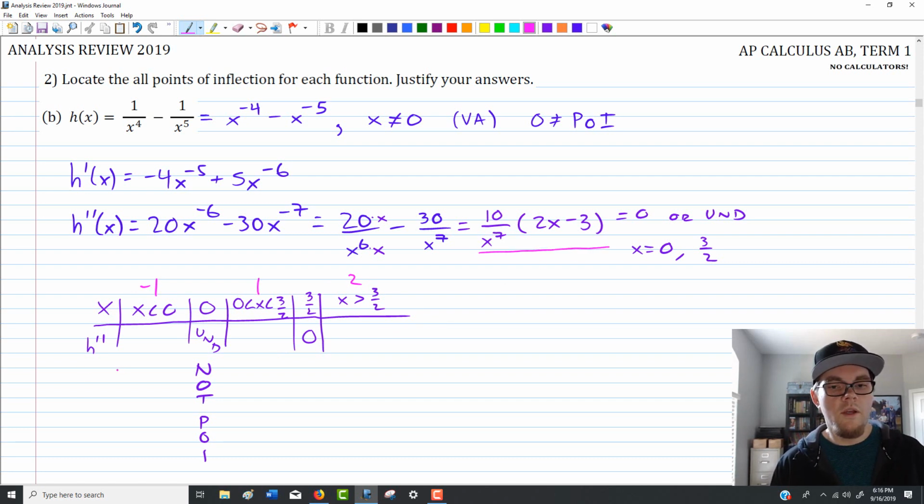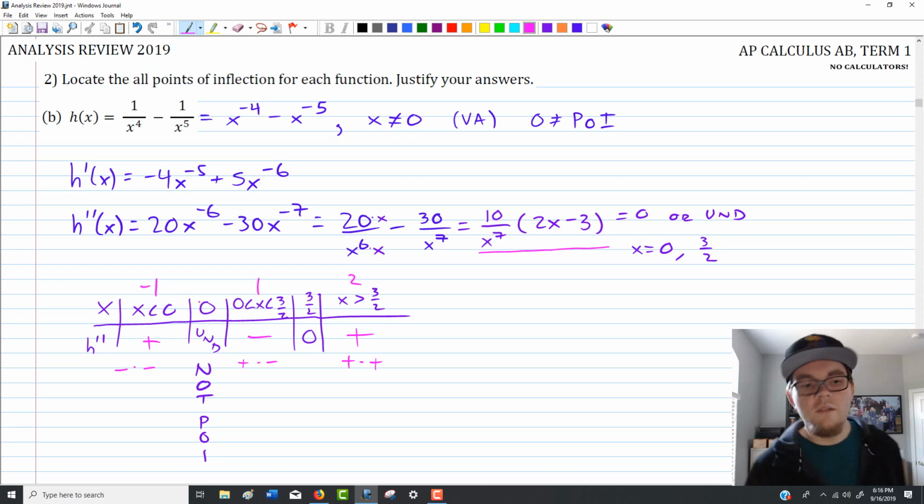If we plug in -1, we'll get -10 times -5 is positive. At 1, we'll get +10 over times -1, which is negative. And then at 2, we'll get +10 over 2 to the 7th, +10 over 128, who cares what that is? It's positive. And then this will be positive as well, which means this is positive.